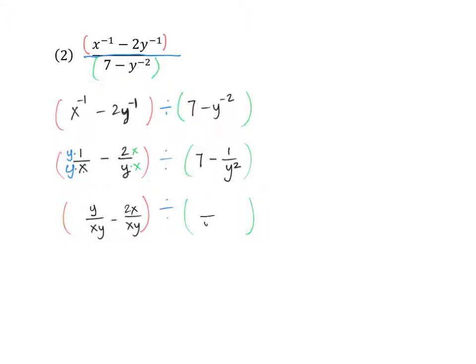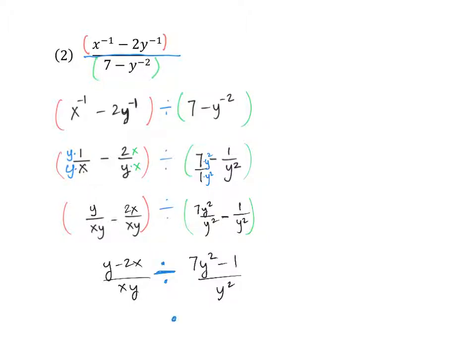In this next one, I have 7 over 1, so I'm going to let the common denominator be y squared. Here I need a y squared, so that's what I'm going to multiply by in the denominator and numerator, so I'd get 7y squared over y squared minus 1 over y squared. Now I combine numerators, so I would get y minus 2x all over xy, and then that's divided by 7y squared minus 1 over y squared. Now I get to rewrite this division as multiplication, so I'm going to multiply by the reciprocal of the second fraction.